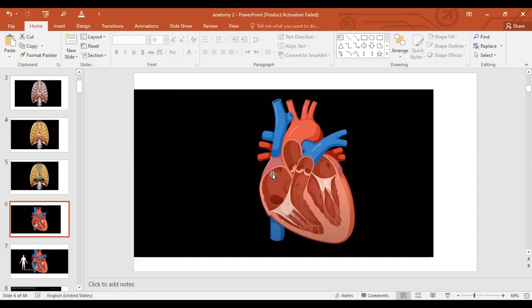Okay. You receive deoxygenated blood from the body, so the body has collected the oxygen and then the blood gets back to your heart.